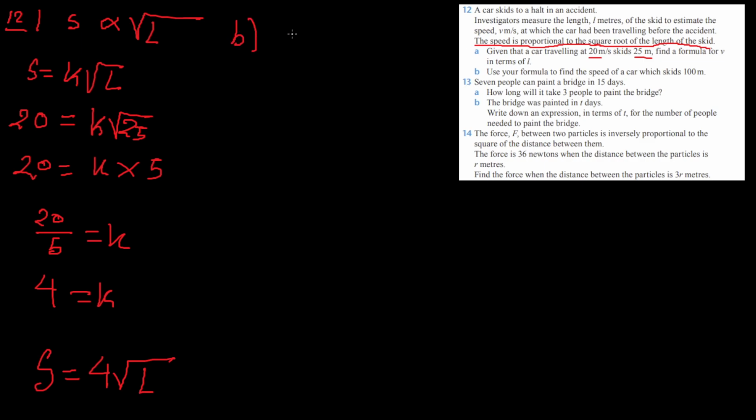We have to find the speed. So we just do S equals 4, and the length is given as 100 meters, so this is 100. So it's basically 4 times the square root of 100, which is 10. So our S is 40 miles per second.